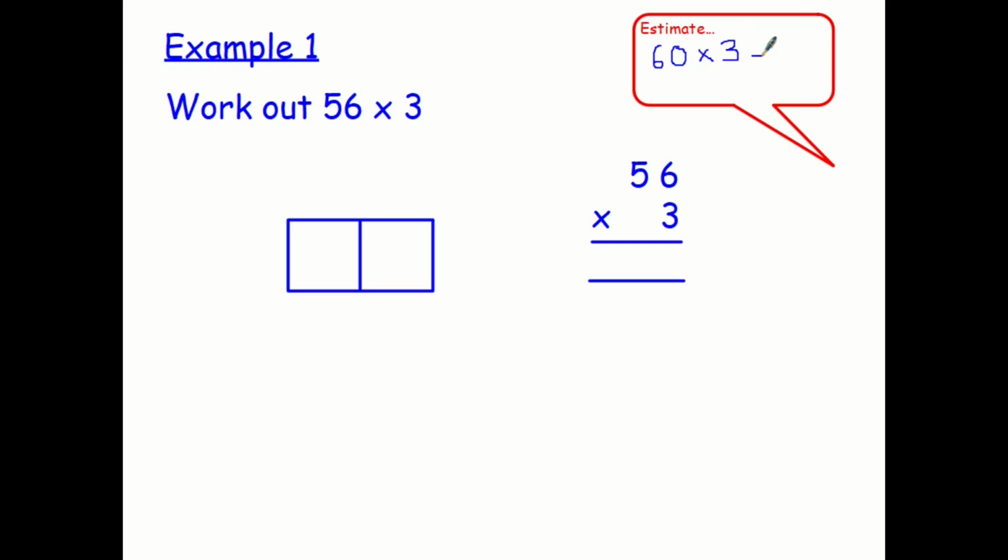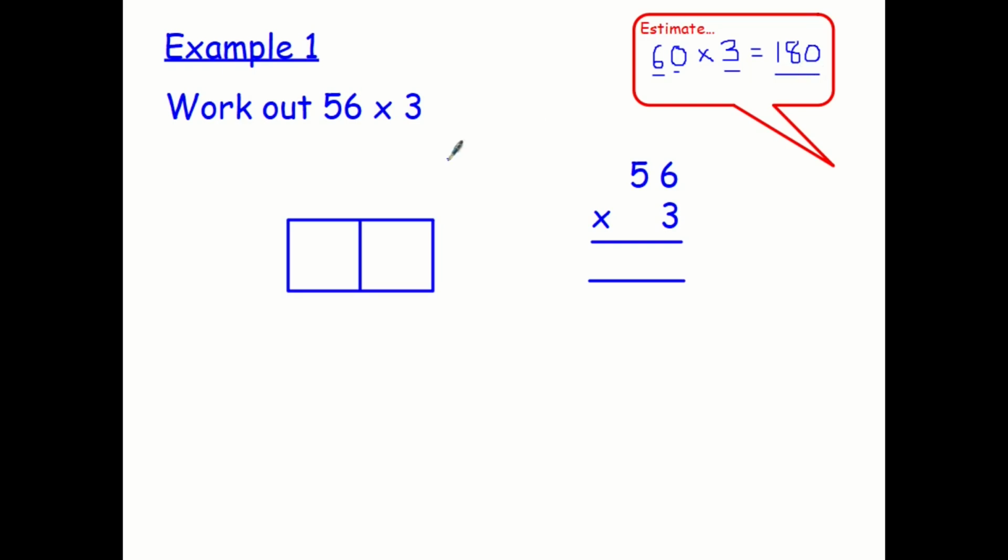So 60 multiplied by 3, how do I make this easy for myself? Well, I can think about my times tables. 6 times 3 is 18, and then I've got the 0 here that I can pop on the end. So my estimate is 180. So when I'm looking at my final answer, I need to be looking in the region of 180.